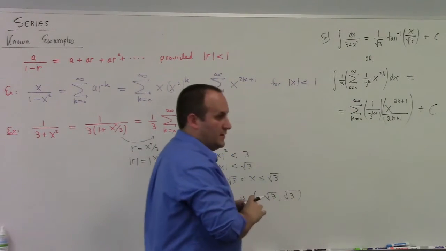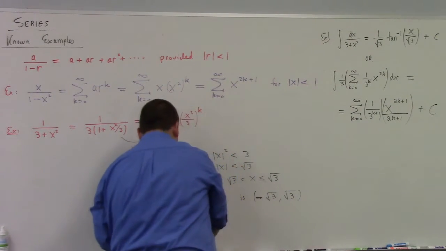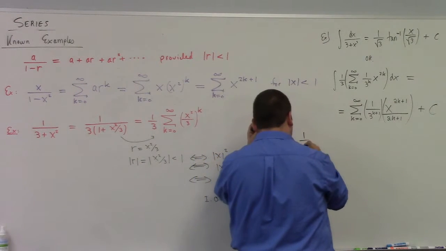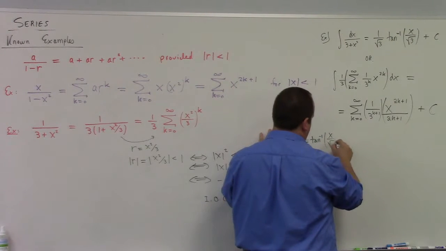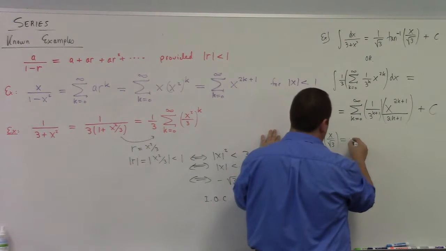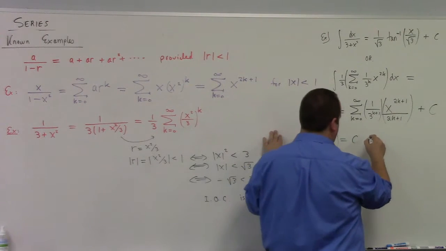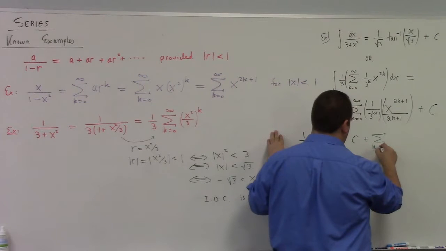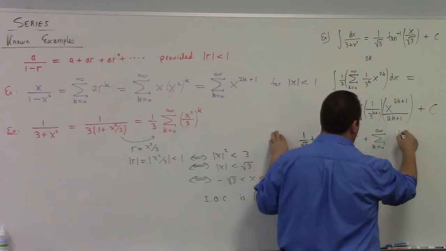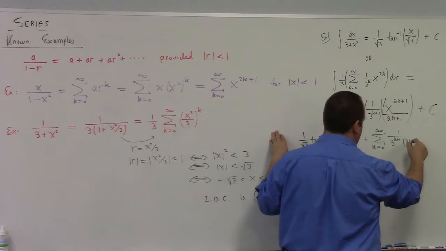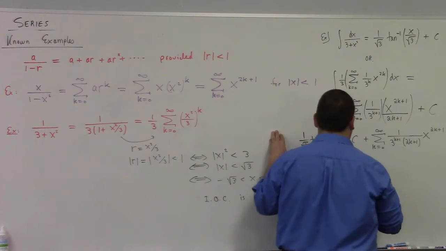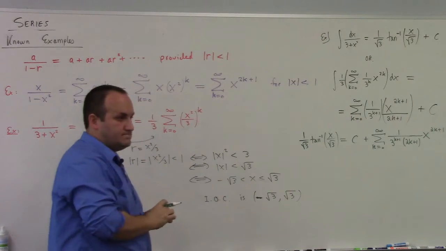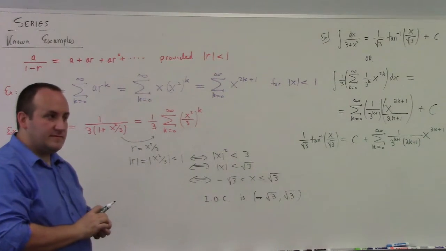Right. So let's collect our thoughts. What do we have? We have that 1 over root 3 inverse tangent of x over root 3 is equal to what? It's equal to some constant plus this series, sum k equals 0 to infinity, and I've got 1 over, let's say, 3 to the k plus 1, parentheses 2k plus 1, all times x to the 2k plus 1. So how do I figure out what the constant is?